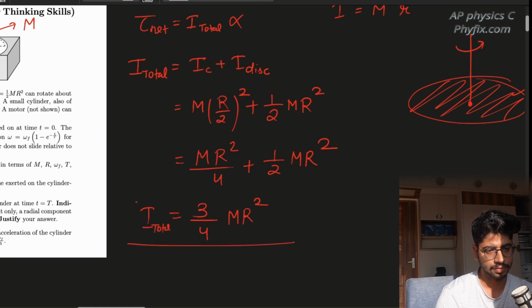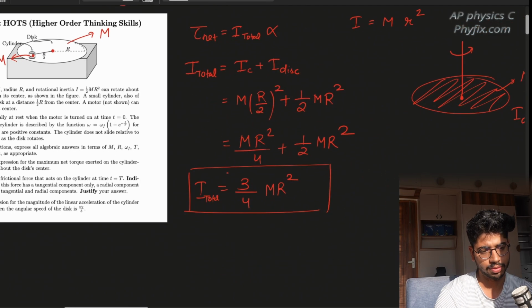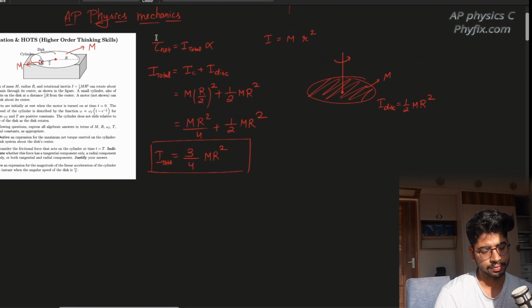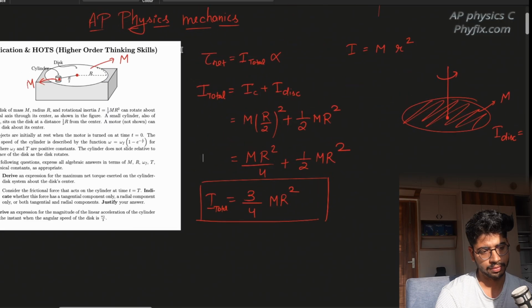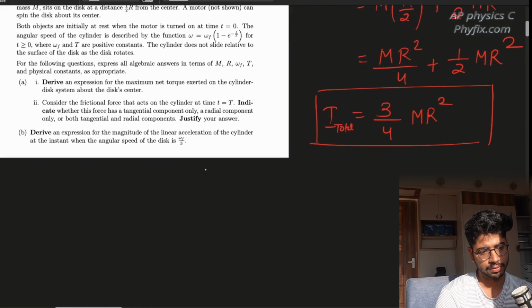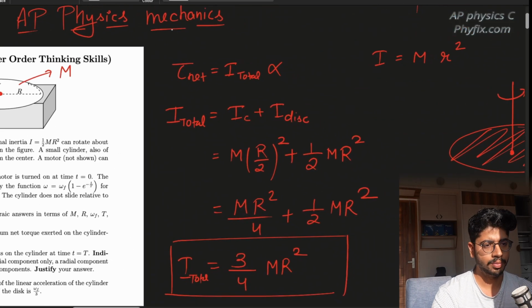So this is the total moment of inertia that we get. Then what we had to do over there is, if you want to note down, you can note it down. My next challenge is to find out the alpha.